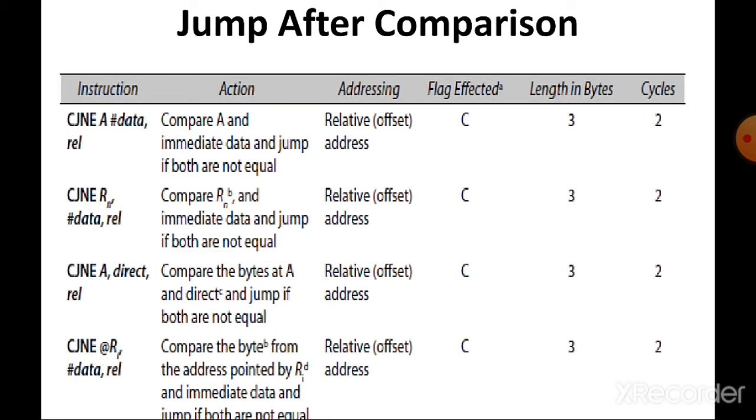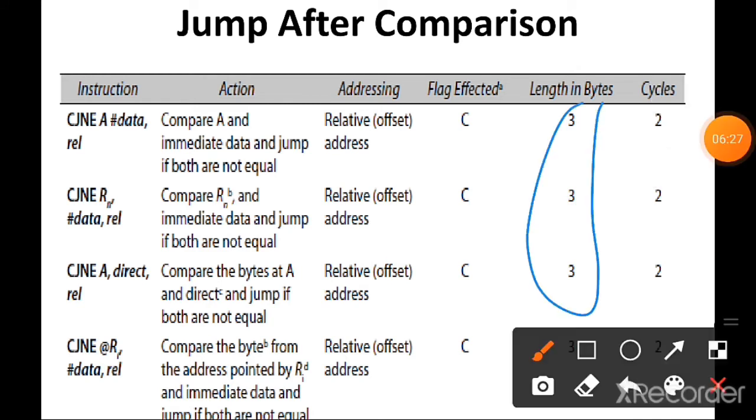First we compare, and if not equal, then jump to that specified location. The instruction byte length is 3, and how many cycles are required to complete the execution? It requires 2 cycles.